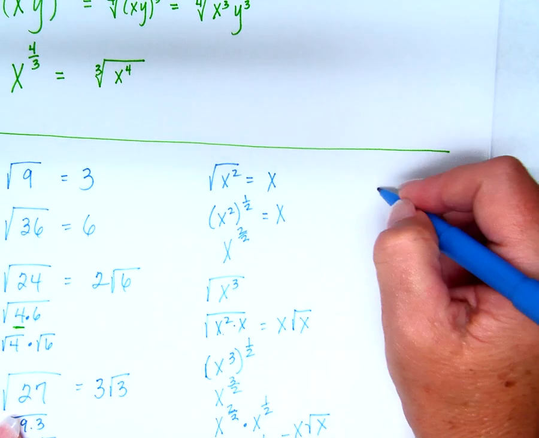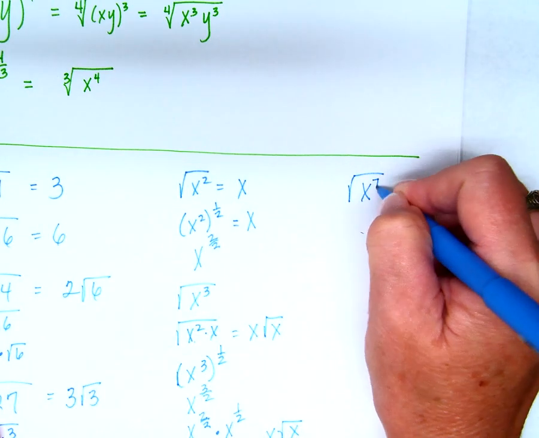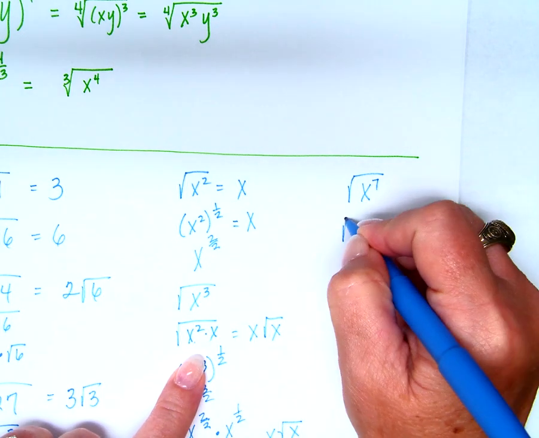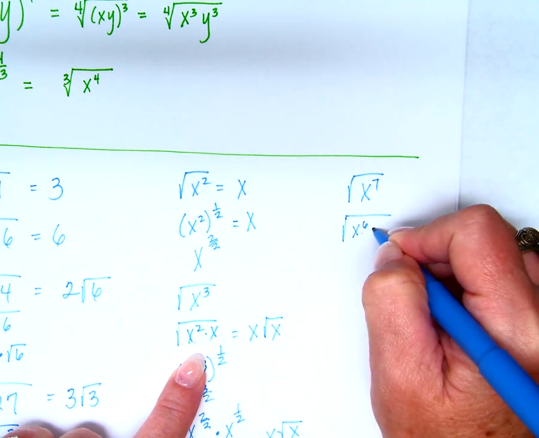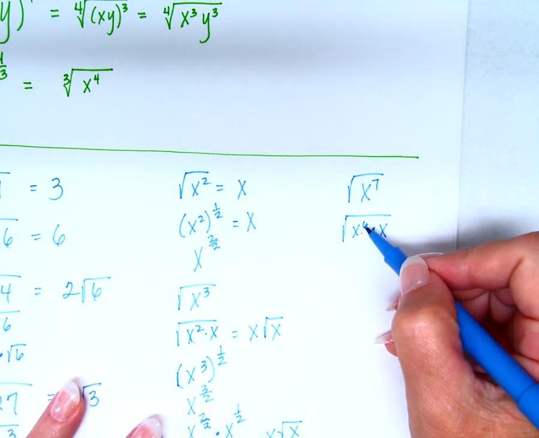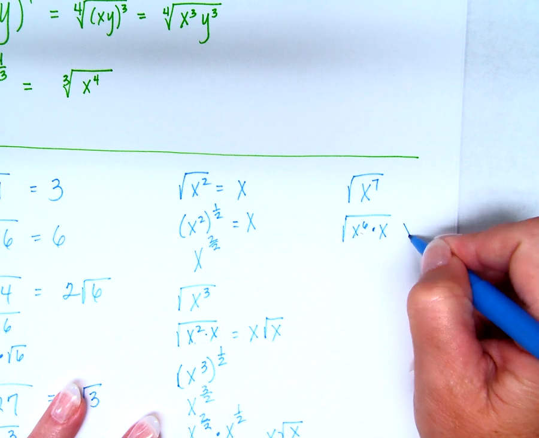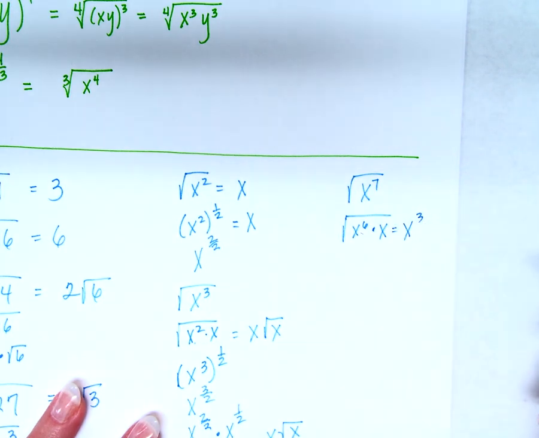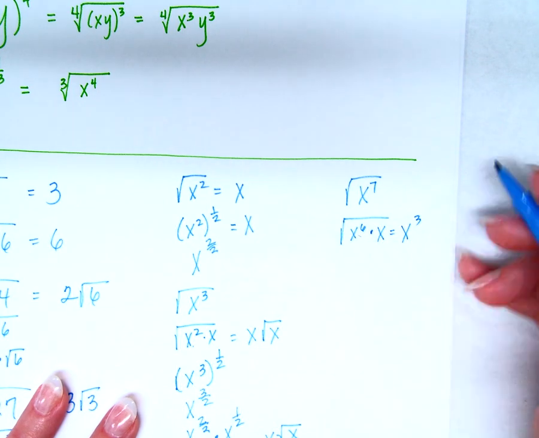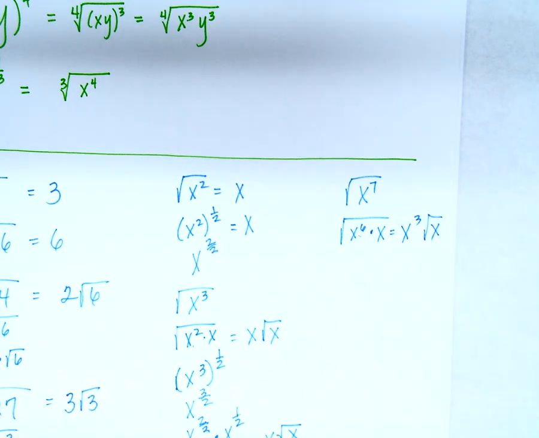So do this one for me. Square root of x to the 7th. Do you want me to do it both ways still, while we're still thinking about it? Still learning? Okay. If we're doing it both ways, the first way I want to choose is x to the 6th times x. Why would I choose x to the 6th? Because I know the square root of it. What is the square root of x to the 6th? X to the 3rd. Yeah, absolutely. Because I'm just pulling out an x to the 3rd, but I don't know the square root of x, so I just get square root of x.